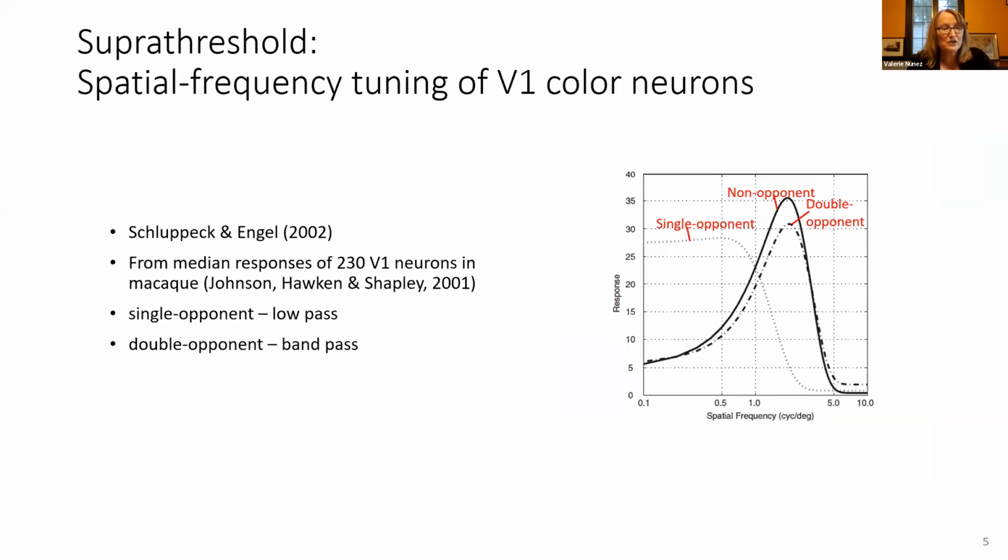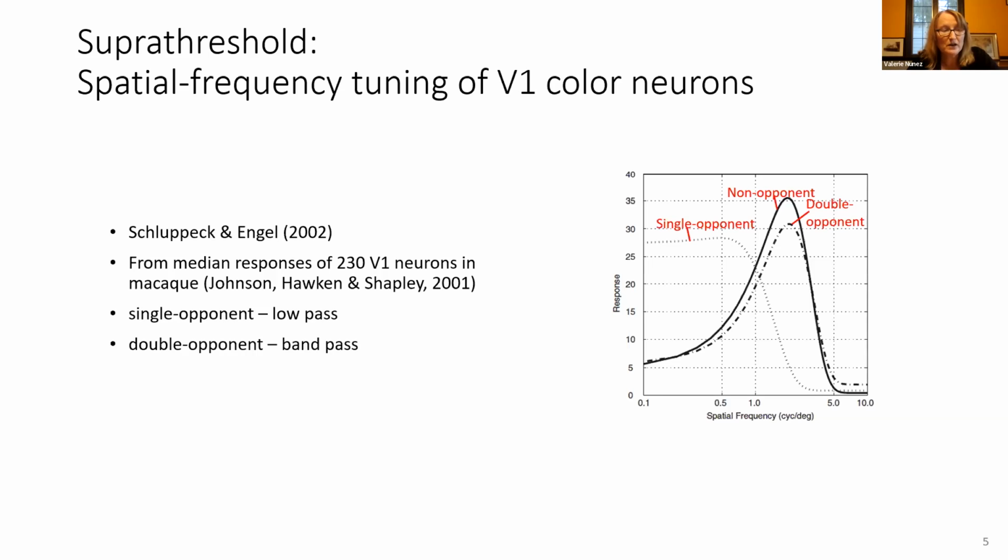Next, turning to suprathreshold data, these data are derived from measurements taken from the macaque V1 for red-green sinusoidal gratings by Johnson, Hawken, and Shapley. Schlipperk and Engel observed that single opponent neurons are spatially low pass. Double opponents are spatially band pass, and here they have a peak at around 2 cycles per degree.